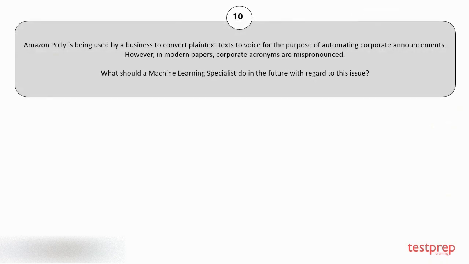Question number 10. Amazon Polly is being used by a business to convert plain texts to voice for the purpose of automating corporate announcements. However, in modern papers, corporate acronyms are mispronounced. What should a machine learning specialist do in the future with regard to this issue?